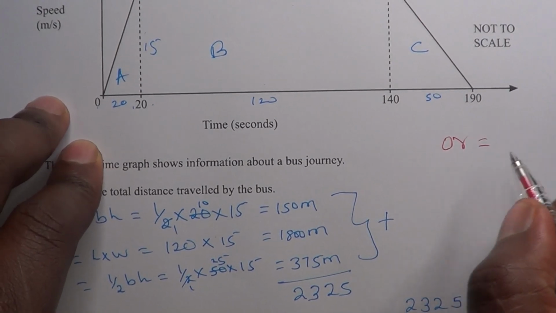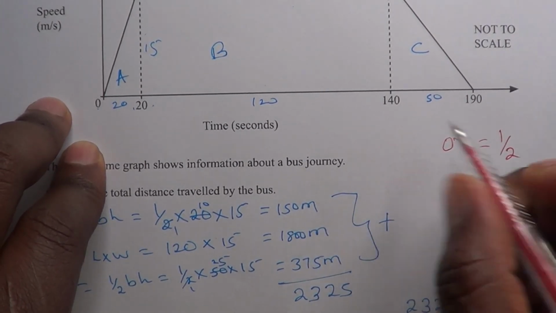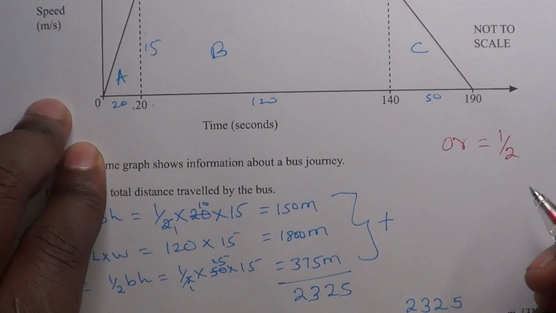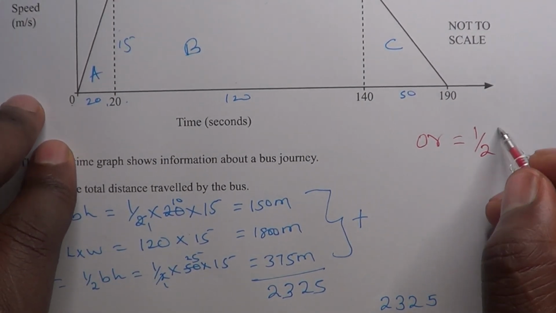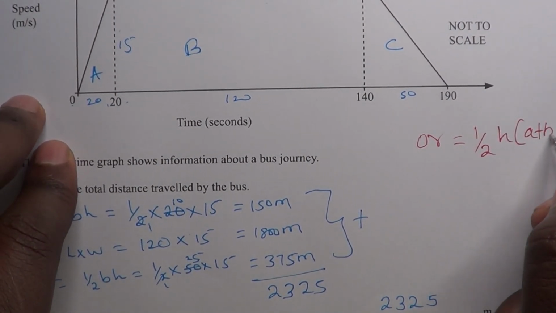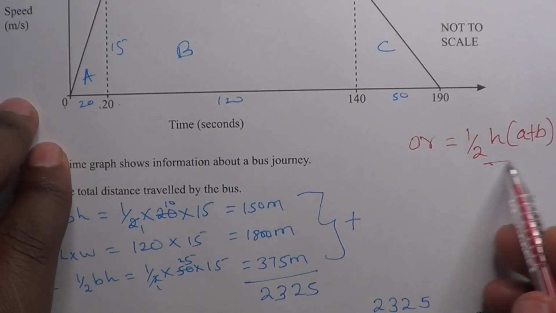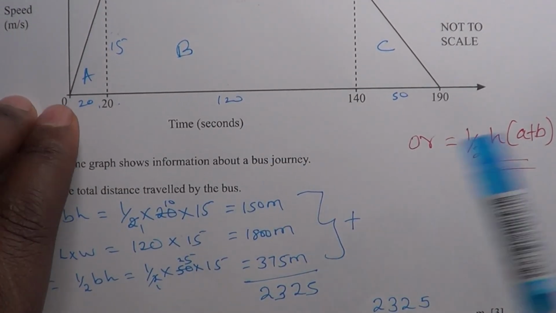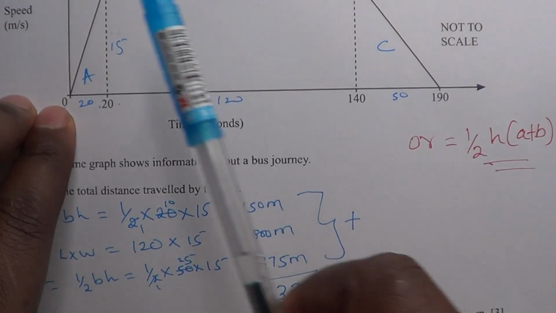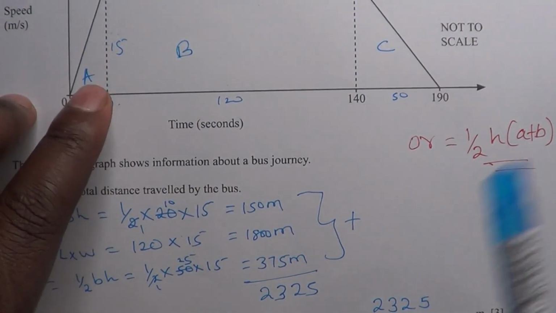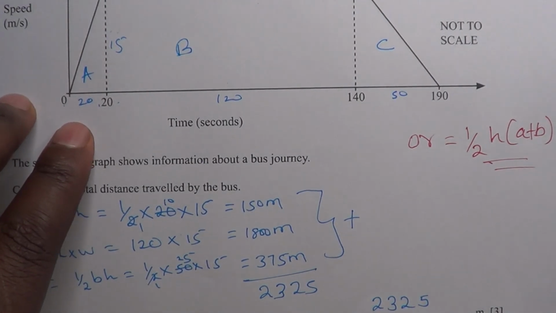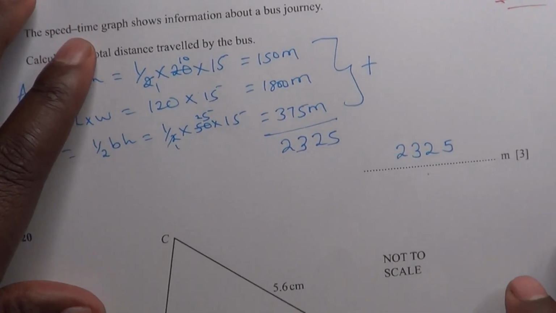Or you can do the area of the trapezium, because you can see this is a trapezium, so it will be half h into a plus b. Okay? That's the one you can pick. Then you use this to calculate, whereby from here up to here, that's 190, that's 120, and the height is 15.